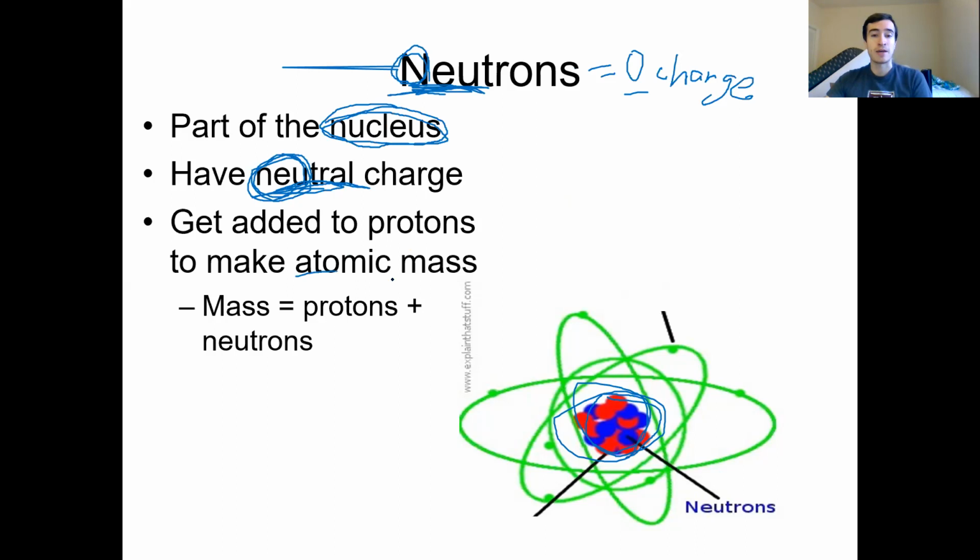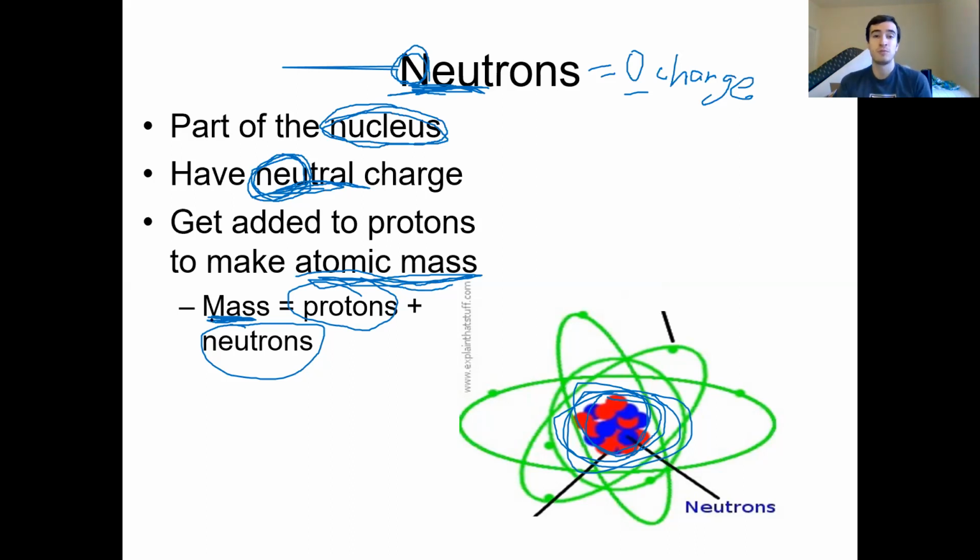So our atomic mass, or the weight of the atom, is calculated by adding up the protons and the neutrons. So our nucleus here in the middle right here is the weight of the atom. So we take the protons and we add them to the neutrons, and those together make our atomic mass. All right, make sure to remember this because this is going to be important in just a second.